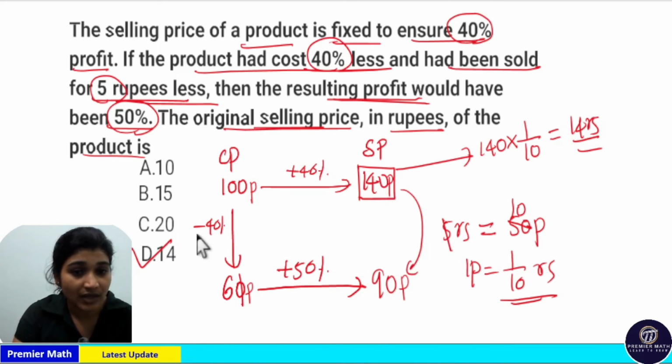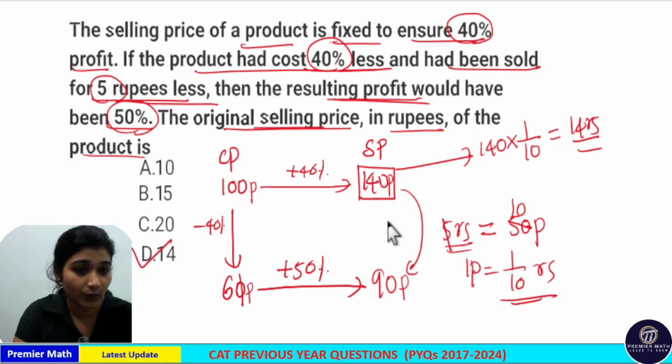That is wrong. Here we can take 40% less from 100 parts, which is 60 parts, and here also you can take 50% profit from the 60 parts, that is 90 parts. That is right, because all these are in percentage and here this is in rupees. So we can't subtract 5 rupees from this 140 part. That is wrong. So always take the percentage format.